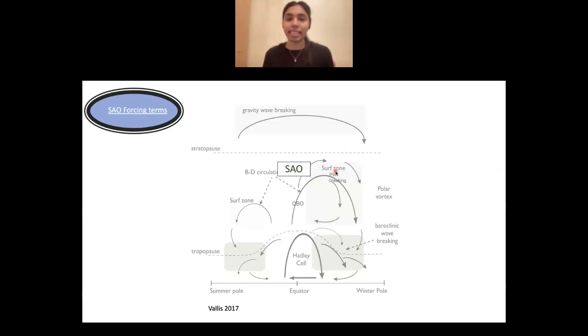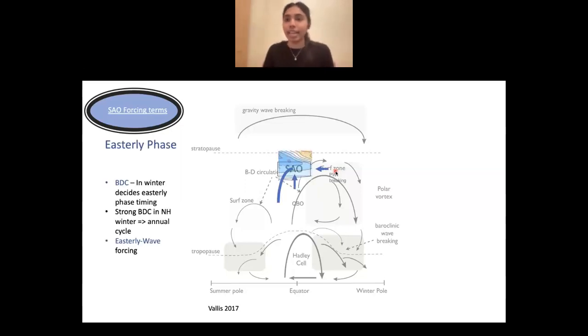So basically these are the different forcing mechanisms that give rise to the semi-annual oscillation. But I will individually look at each phase of the SAO and see how it happens. So here, first we will focus on the easterly phase of the semi-annual oscillation. And as you can see, there is the Brewer-Dobson circulation happening here, which can advect the winds from the summer hemisphere to the winter hemisphere.